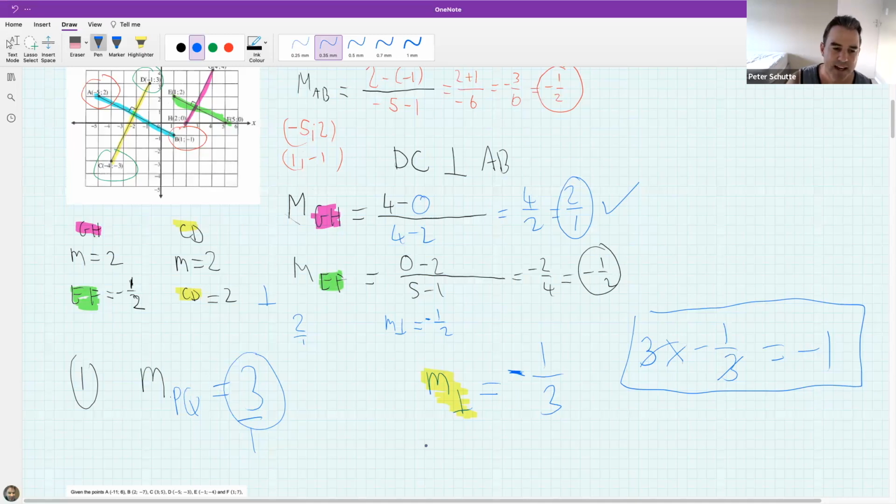Okay, now, let's say I have another line, and I'll call this line XY. But this line is parallel to the original one, PQ. What is the gradient going to be of this other line, XY?